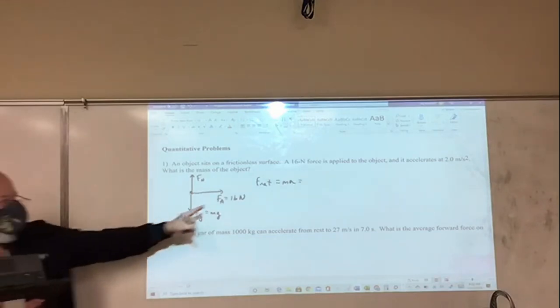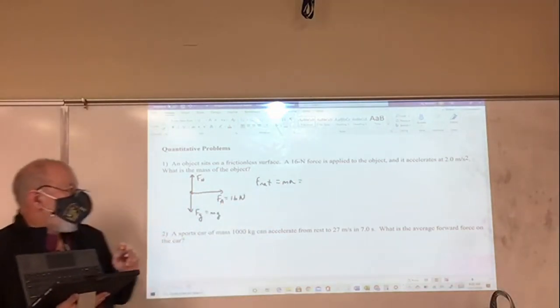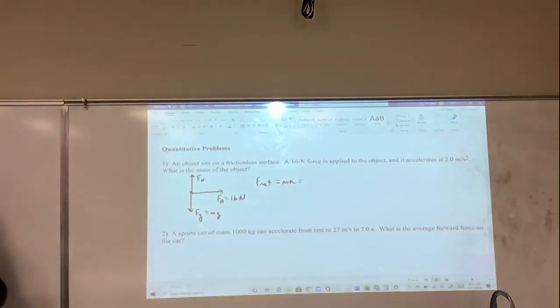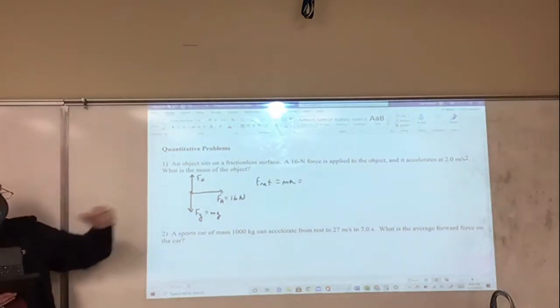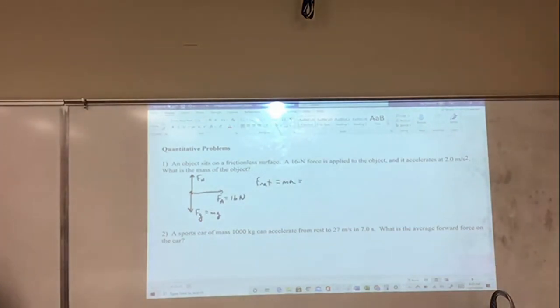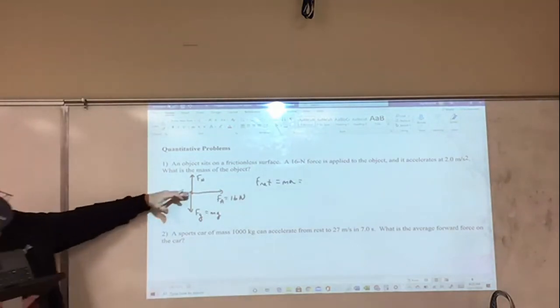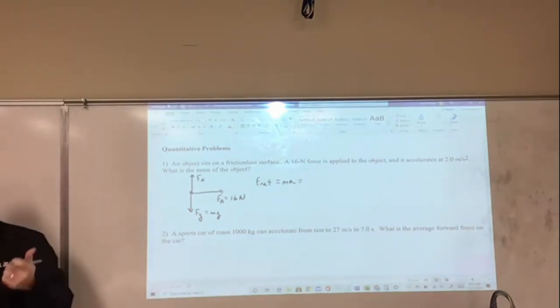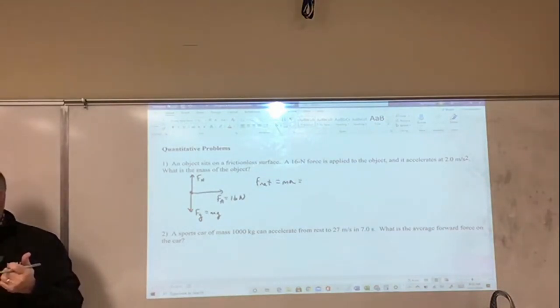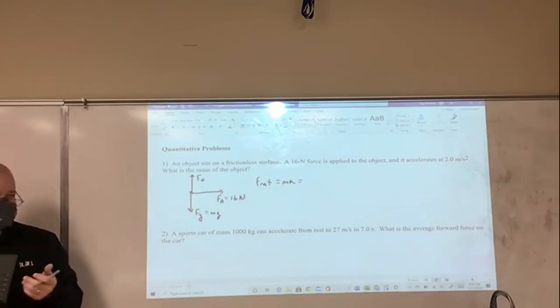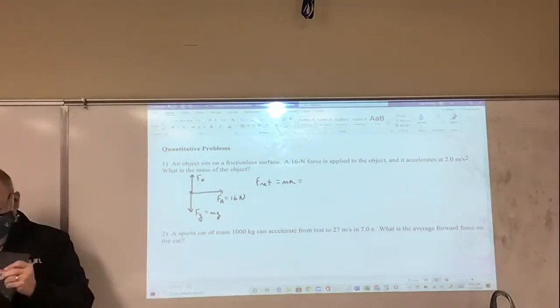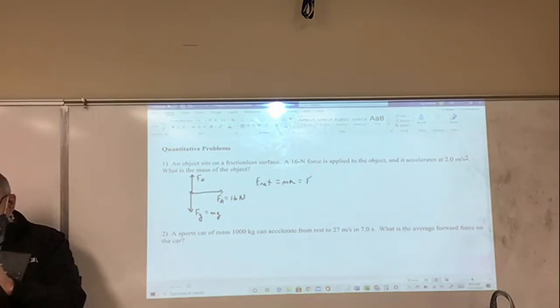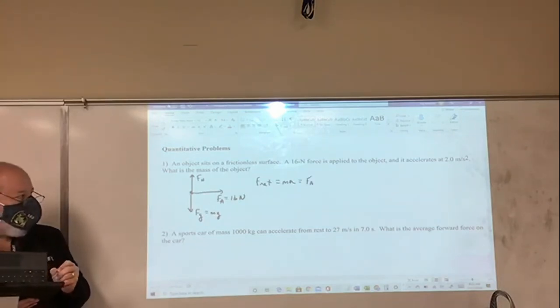And then, what is the sum of forces? I can only consider forces in the direction of motion. The direction of motion is horizontal, so I can only consider forces in the horizontal motion. And can I have a sum of just one force? Of course I can. Okay, so my only force here, the sum of forces is just force applied.